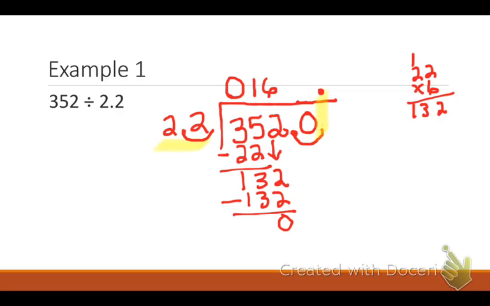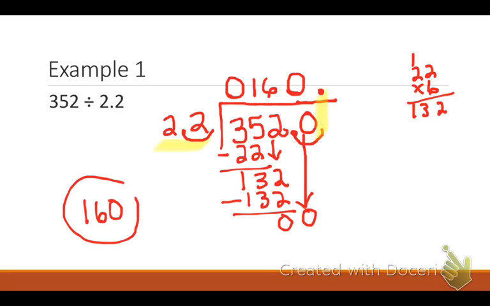Am I done? No, I still have this extra 0. So I bring that down, and 22 will go into 0 0 times. So my final answer is 160. You always have to keep on dividing until you get to that 0. Alright, next one.